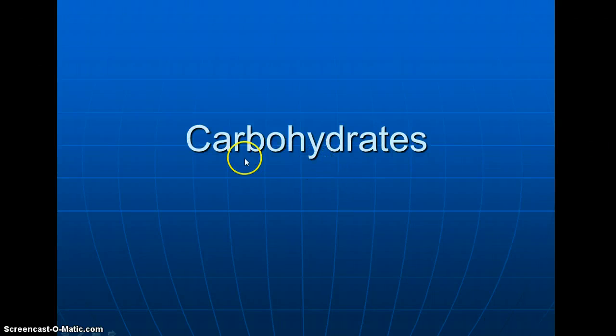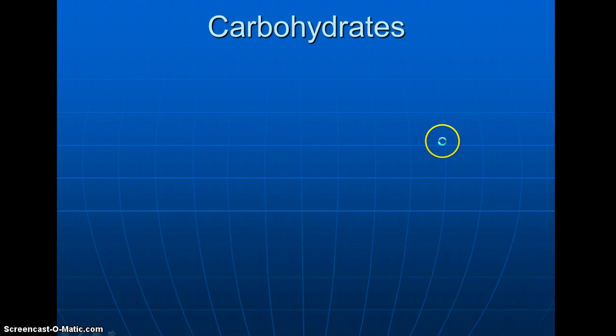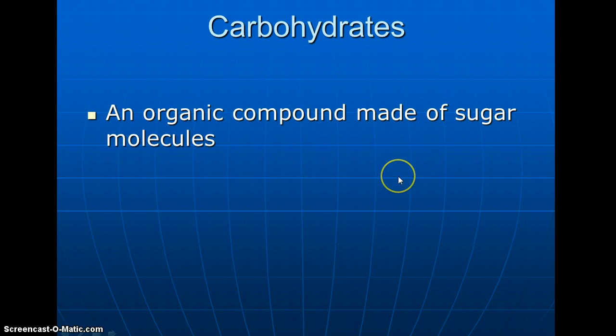Carbohydrates. If we look at the prefix carbo, this lets us know that these molecules are going to be containing carbon, and hydrate also lets us know that this is going to be containing hydrogen. So you'll see carbon, hydrogen, and also oxygen within these molecules. Carbohydrates are an organic compound, since they contain that carbon, made of sugar molecules.